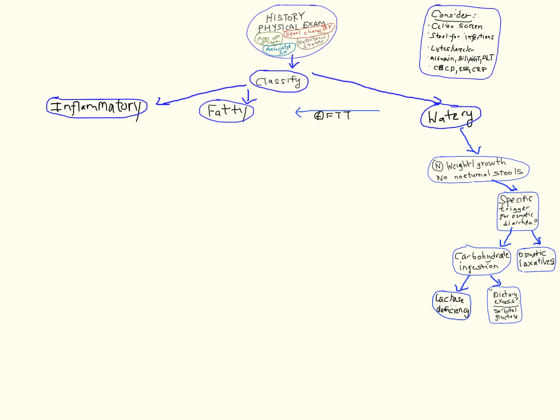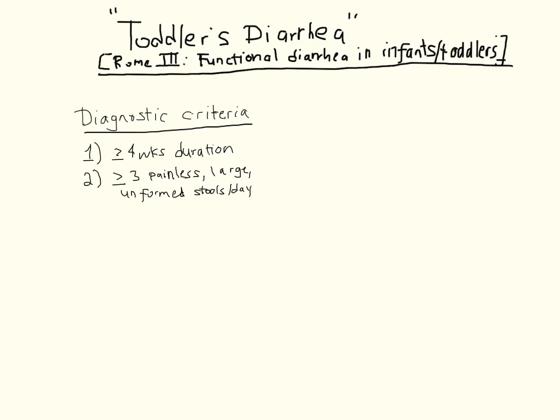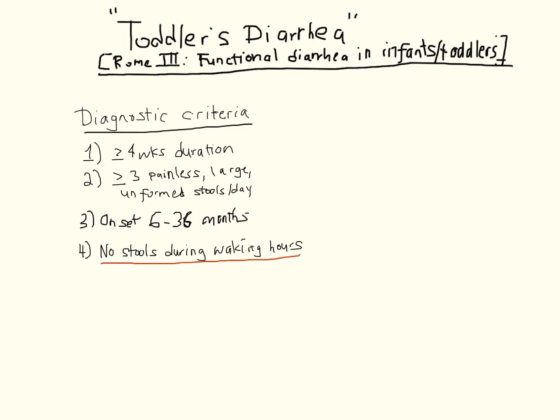Next, consider functional disorders, particularly if the age of onset is less than 3. Toddler's diarrhea is a very common clinical diagnosis with the official Rome 3 criteria listed, the first two of which really just describe a chronic diarrhea of greater than 4 weeks. Onset must be in infancy or preschool, during the age where this is actually the most common cause of chronic diarrhea. The absence of nocturnal stools is an important criterion.